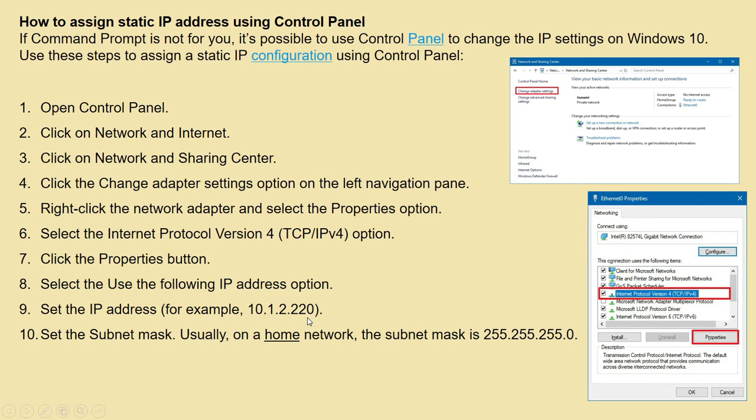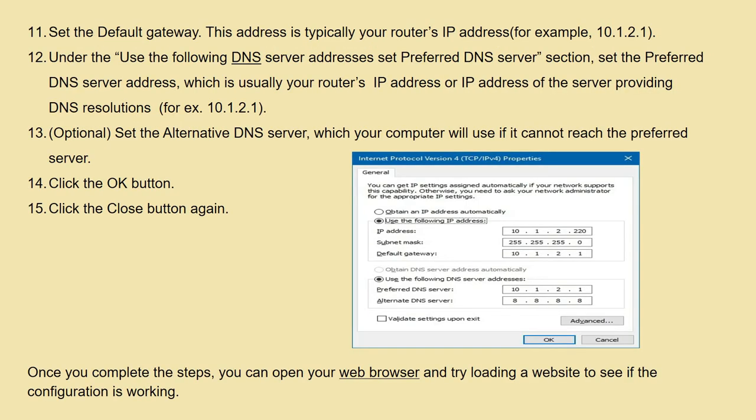10.1.2.220. You may set anything, just as per your requirement. Set the subnet mask, usually on a home network, that is 255.255.255.0. Here you see the obtain an IP address automatically option is there, which keeps automatically changing depending upon your DHCP address. And if you want to assign the static IP as a fixed one, here you can assign it.